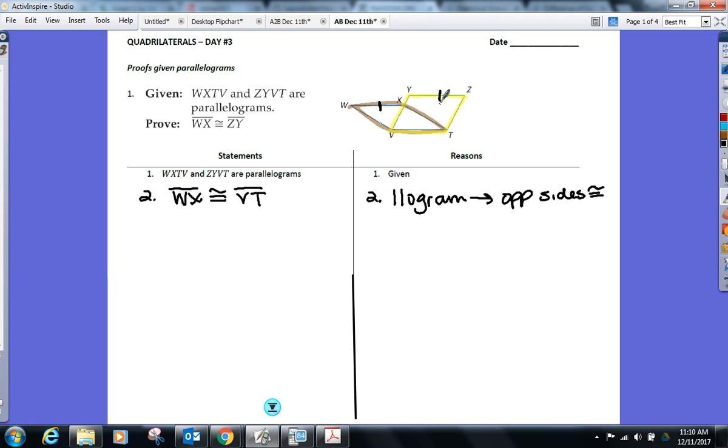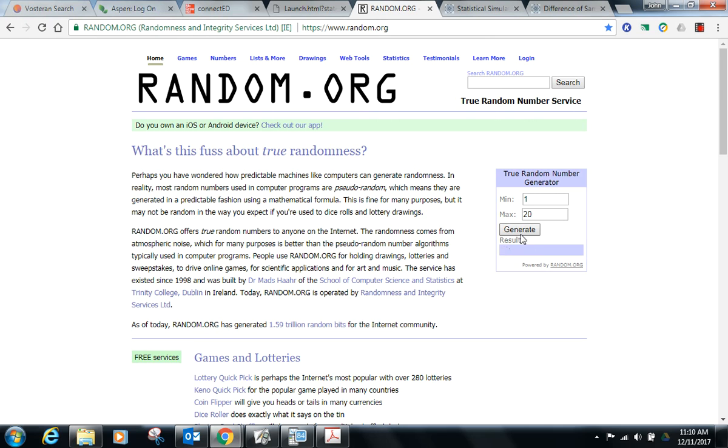All right, anything else? You told me something about WX. Can you tell me anything about ZY, the other part of the proof statement? Anything about ZY, 17?